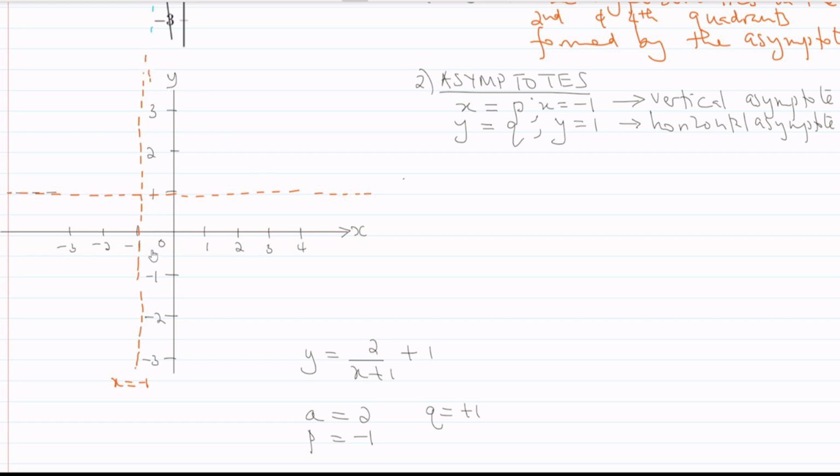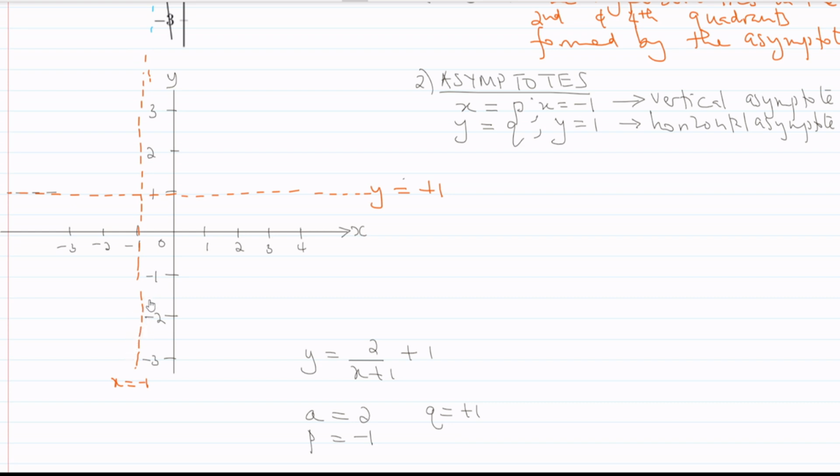So we have y is equal to 1, and p is equal to -1. Okay, so y is equal to 1 is our horizontal asymptote, so that would represent the q. Okay, and this is the vertical asymptote.